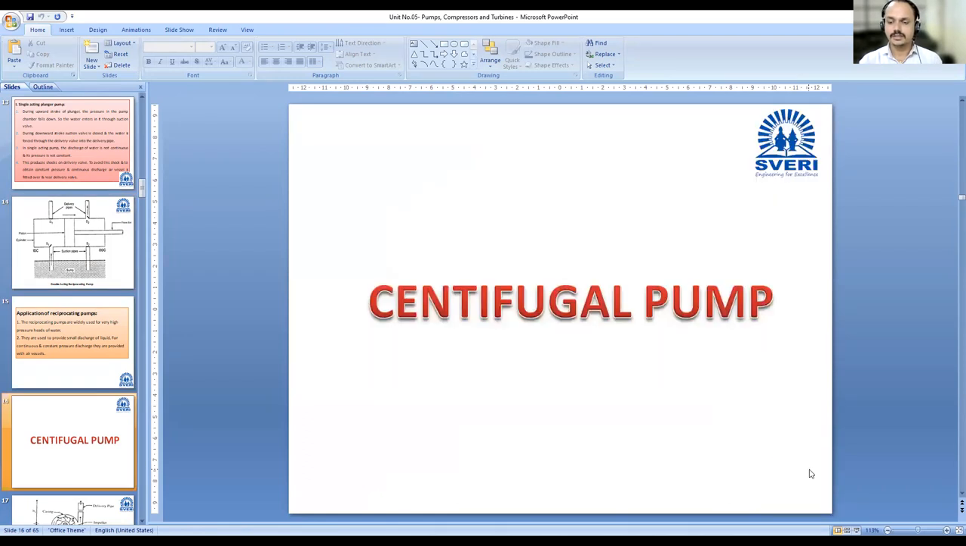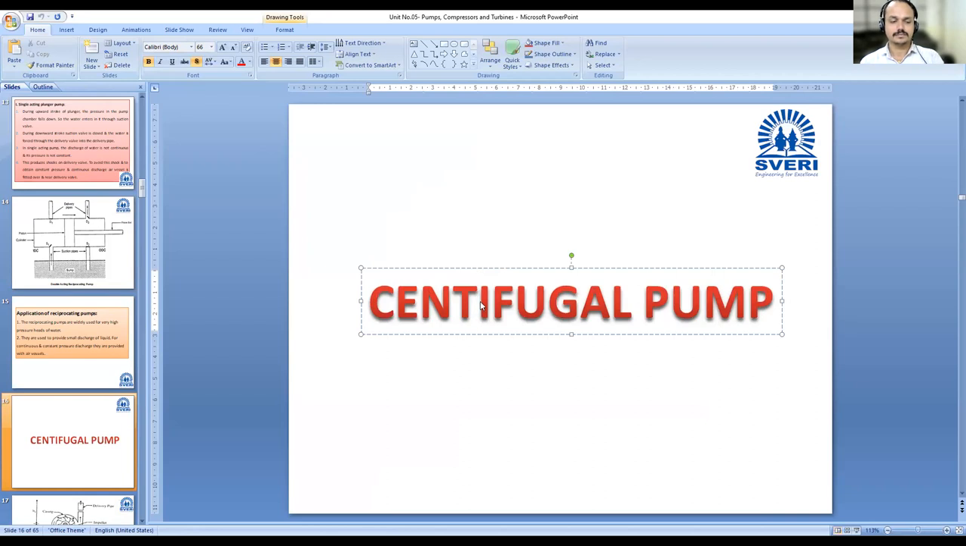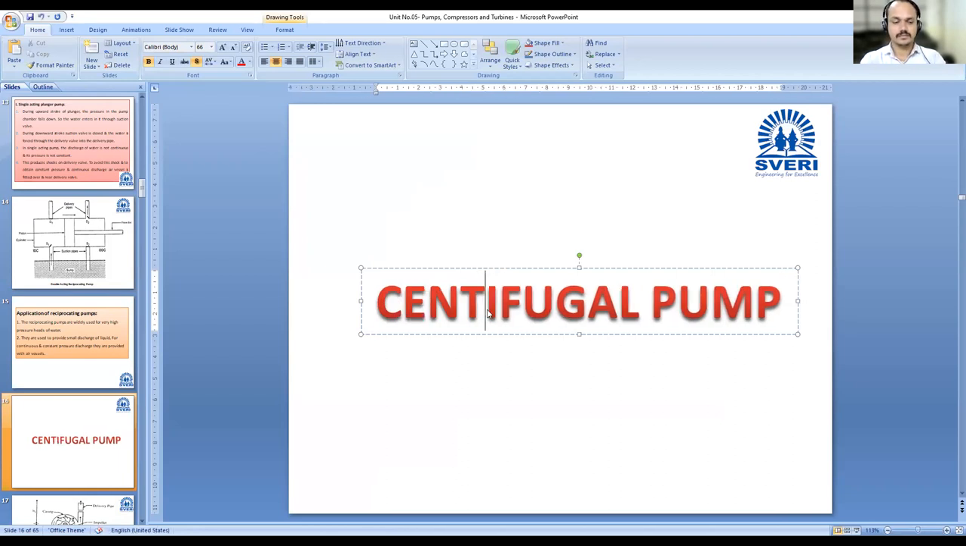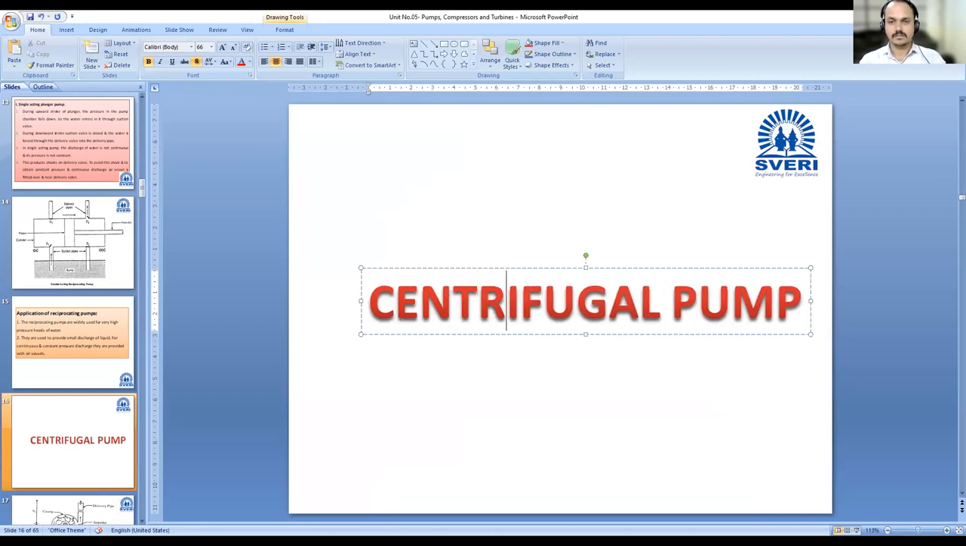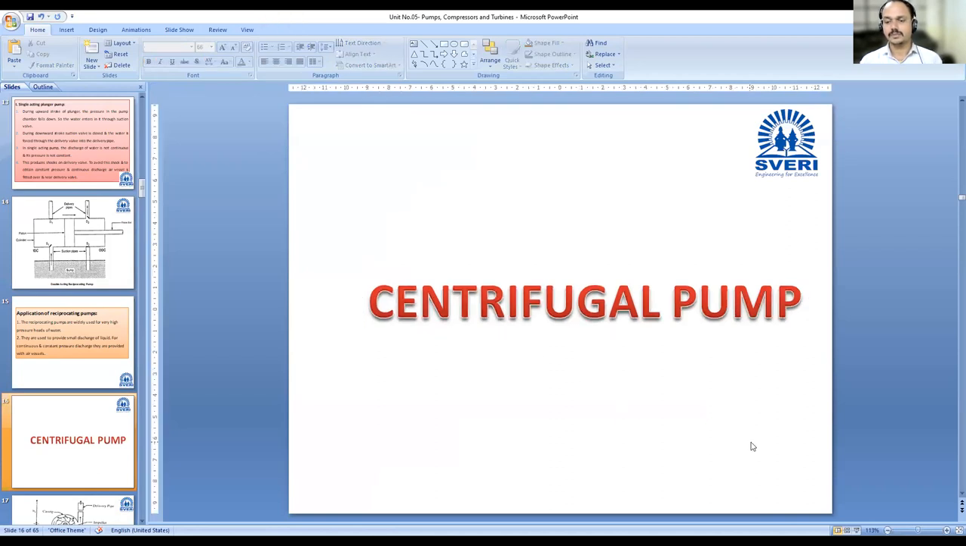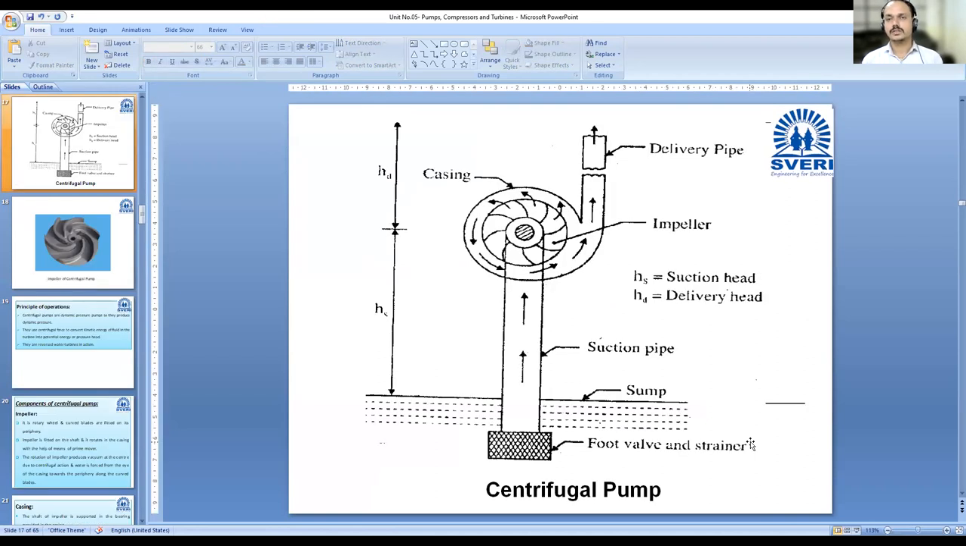Then we have studied, next pump is the centrifugal pump. Centrifugal pump. Okay, so this one is the centrifugal pump. Have you drawn this diagram or another one?